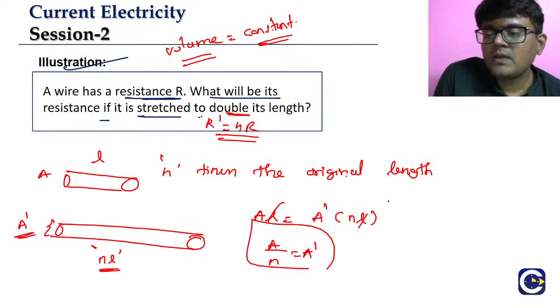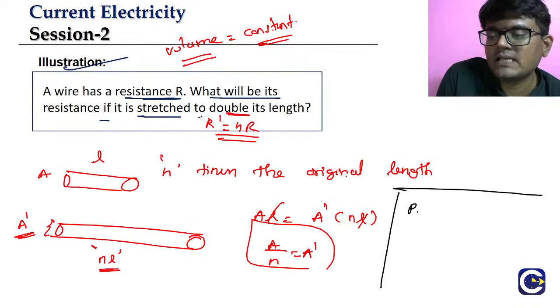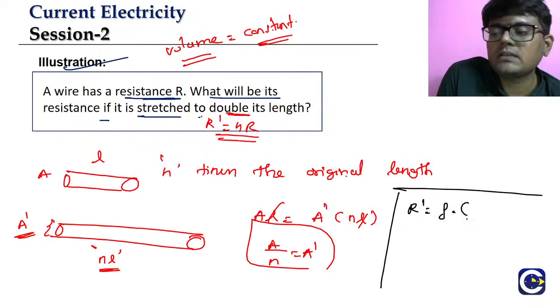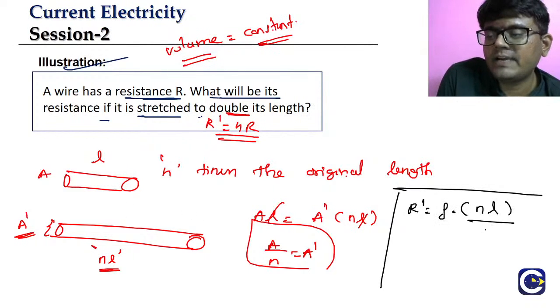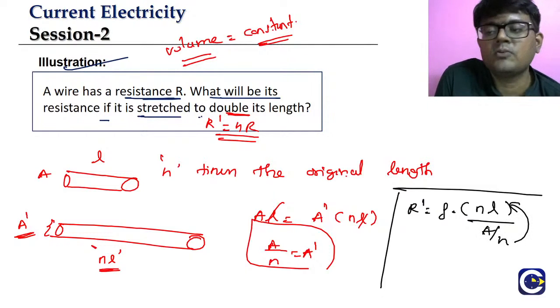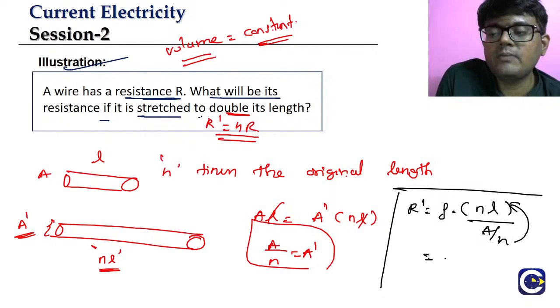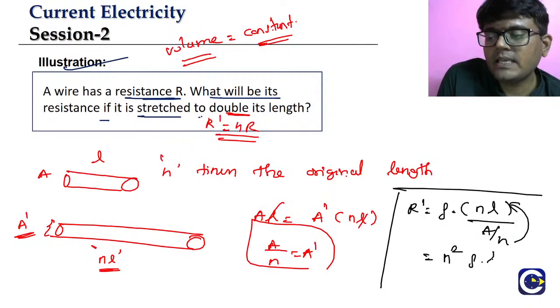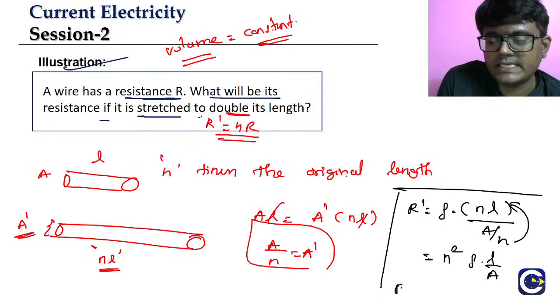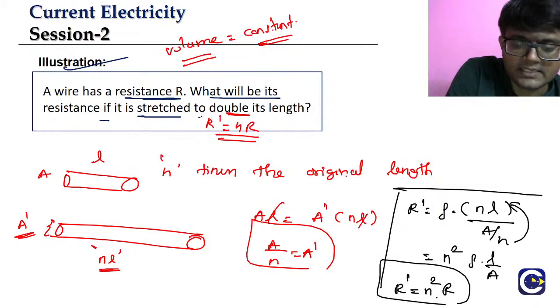Using this we can find the new resistance. R dash will be equal to rho into the new length, n times L, divided by A dash, and A dash is A by n. The n goes to the numerator, so n into n becomes n square into rho L by A. So R dash will be equal to n square into R, your standard result.